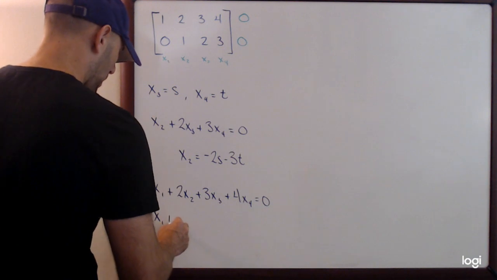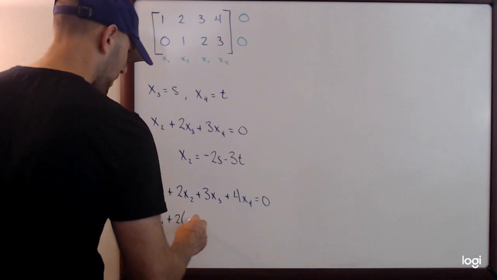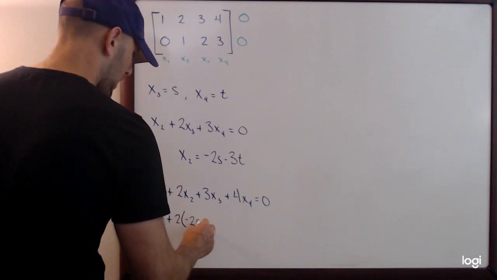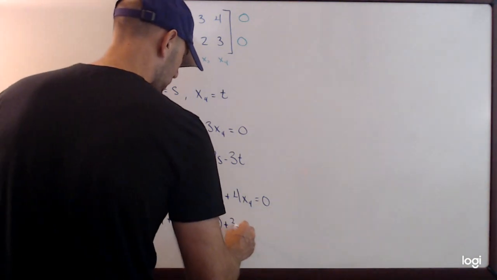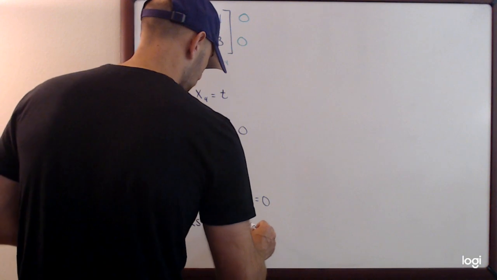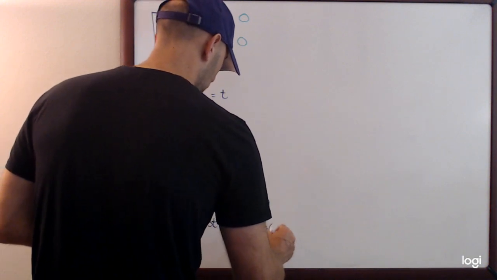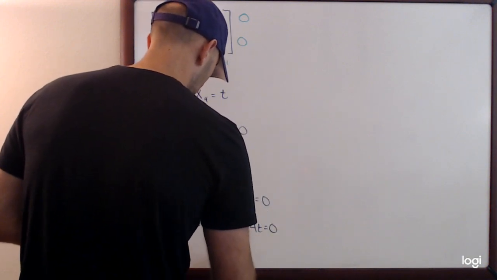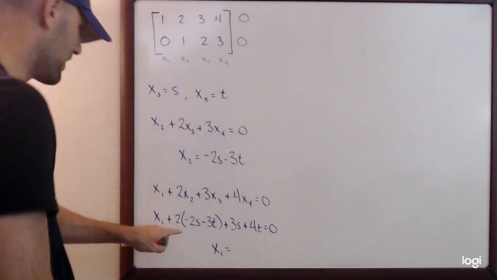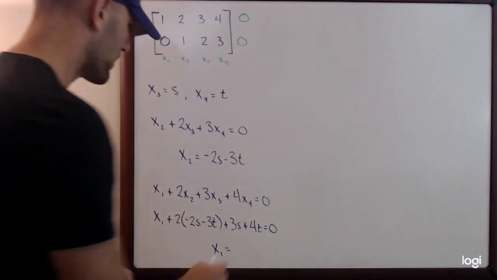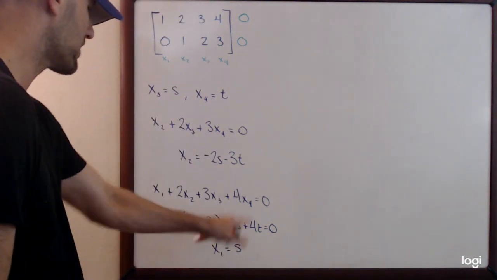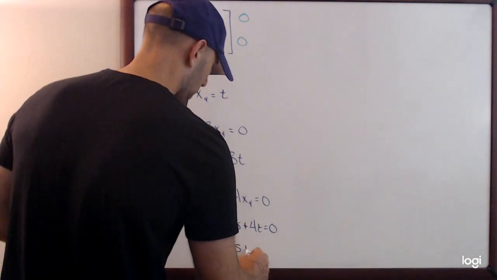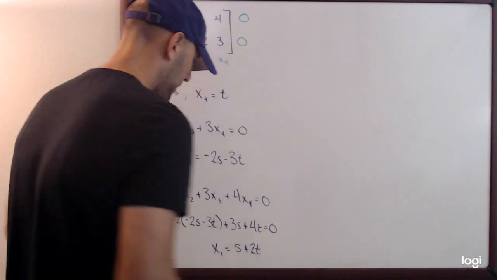Let me write that out because I'm having trouble tracking it in my head. So x2 is negative 2s minus 3t. I've got plus 3 times s plus 4 times t, that equals 0. And so x1 in the end is, what's that? It's negative 4s and positive 3s, so that'll be positive s. That's negative 6t and positive 4t, that'll be positive 2t.